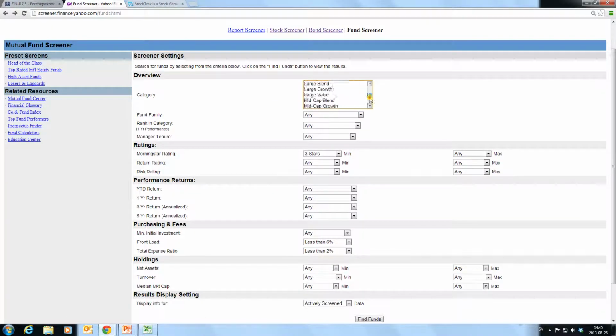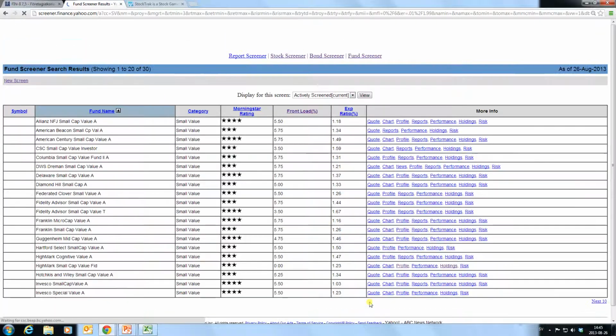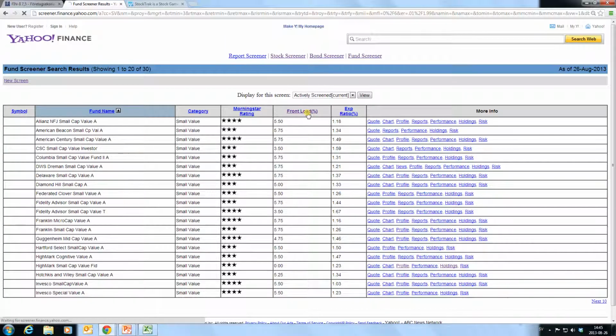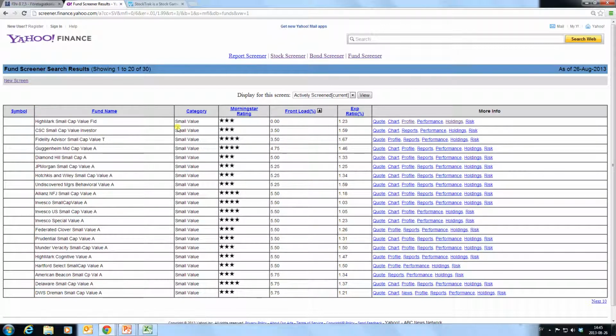Okay, so we go down here and we select small value stocks, or funds that invest in small value stocks. We find funds, and again click on the front-end load. I hope that there is someone here. Alright, Highmark Small Cap Value Fidelity. This fund actually has no front-end load at all, and the expense ratio is, in my opinion, a reasonable amount. So there's no front-end load, which I believe is very good. I would like as low a front-end load as possible, and it has a fairly low expense ratio, and the Morningstar rating is at least 3 stars.